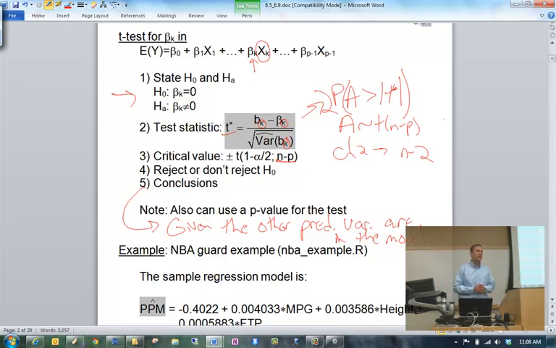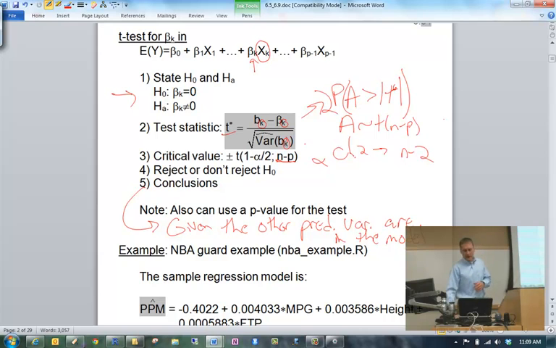2 times the probability that a random variable A, when it has a t-distribution with the correct degrees of freedom, is greater than the absolute value of t star. I just basically took that from Chapter 2 and from Stat 801. Then, in your critical value part, you would state alpha, and then how do you decide if you reject or not? Well, you look to see, is the p-value greater than alpha or less than alpha?